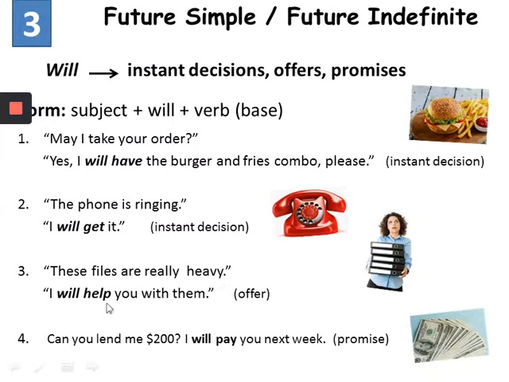These files are heavy. I will help them. I'll help you with them. Now you're making an offer. Someone is holding on to the files and you're offering them your help. Can you lend me $200? I'll pay you next week. You're making a promise to somebody. Simple as it is, you have the subject, for example, I, you have will plus verb in its base form. Get, help, pay, have. Okay?